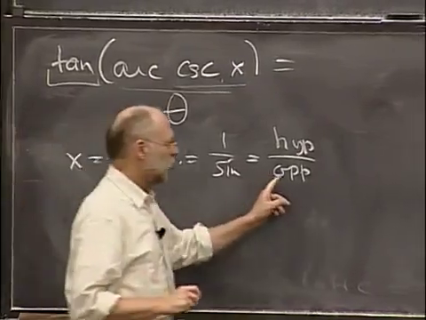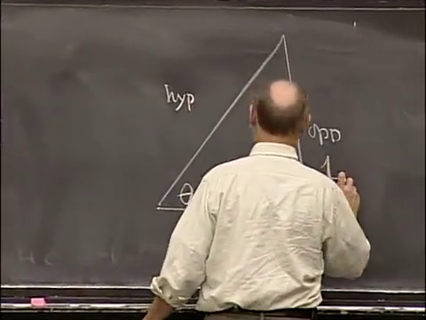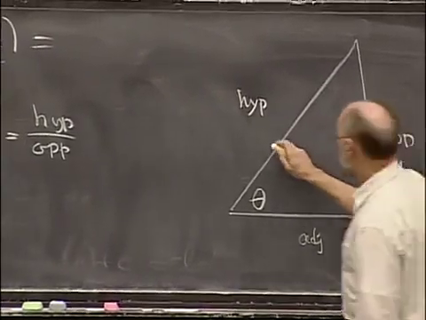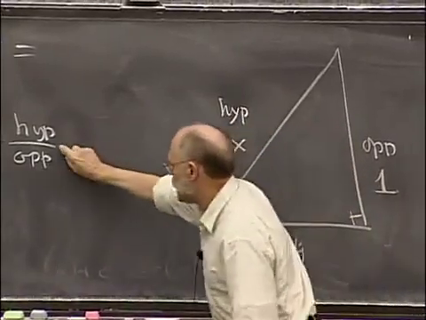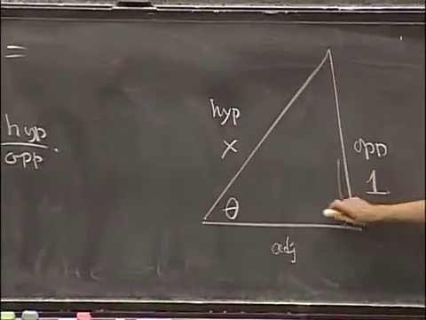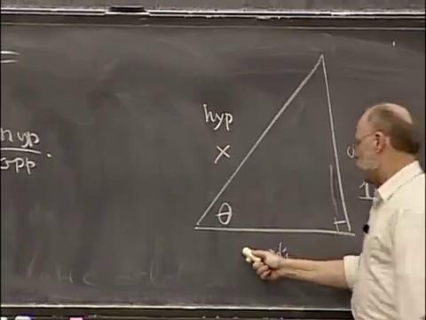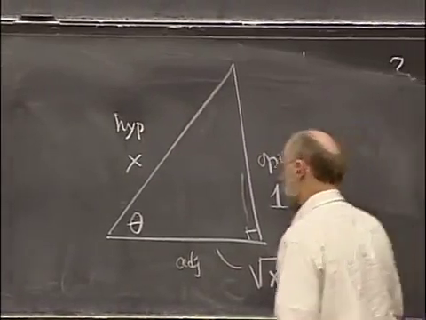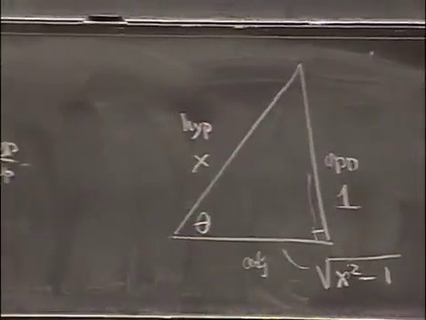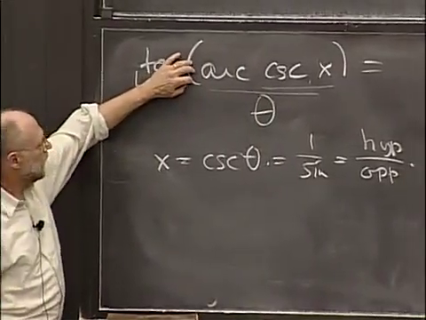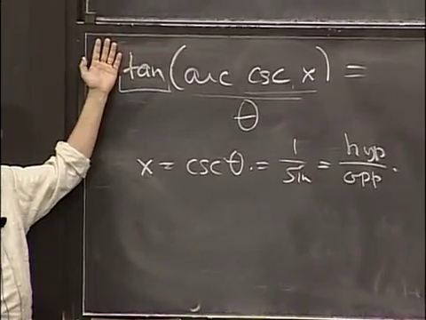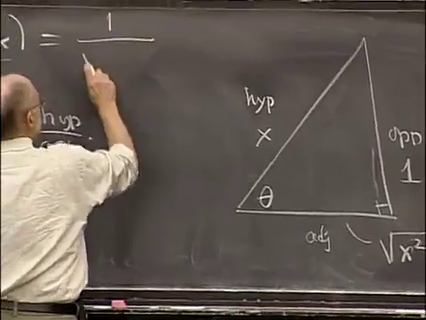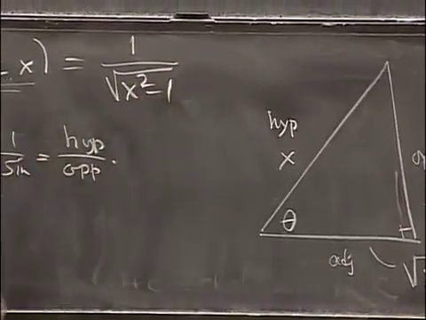So I could make the opposite anything I want, but the simplest thing is to make it 1. Let's do that. And then what does that mean about the rest of the sides? Hypotenuse had better be x, and then I've recovered this. So here's a triangle that exhibits the correct angle. This remaining side is going to be useful to us, and it is square root of x squared minus 1. So I've got a triangle of the correct angle theta, and now I want to compute the tangent of that angle. Well, that's easy. That's opposite divided by adjacent, and so I get 1 over the square root of x squared minus 1.